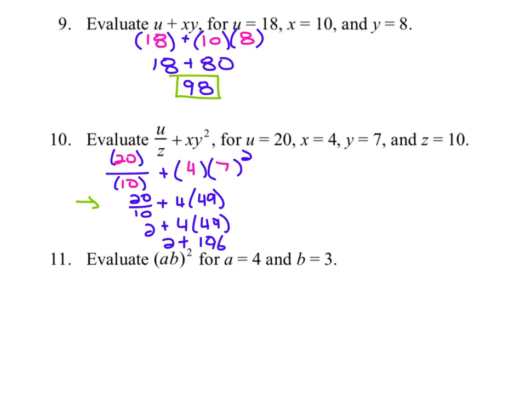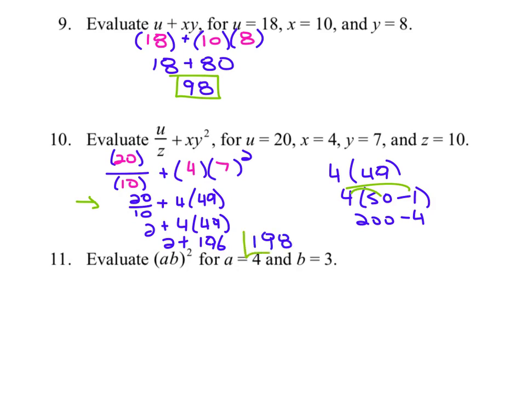I can show you how I did that in my head real quick. Instead of 4 times 49, I thought of it as 4 times 50 minus 1, because that's the same as 49. Then I distributed: 4 times 50 is 200, minus 4 times 1, minus 4. So it's just 4 less than 200, or 196. Pretty easy, right? And then that adds to 198. And that's the answer.